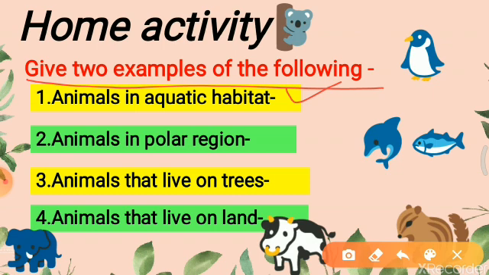Dolphin, yes. Fish, very good. Animals in polar region. Bear and polar bear. Okay. And penguins, very good. Animals that live on trees. Yes, koalas, monkeys, very good. Animals that live on land. This is so easy. Cows, very good. Tiger, good.